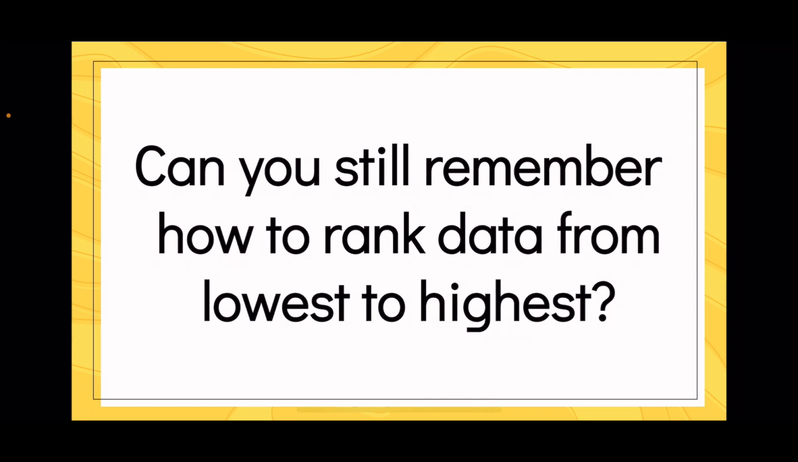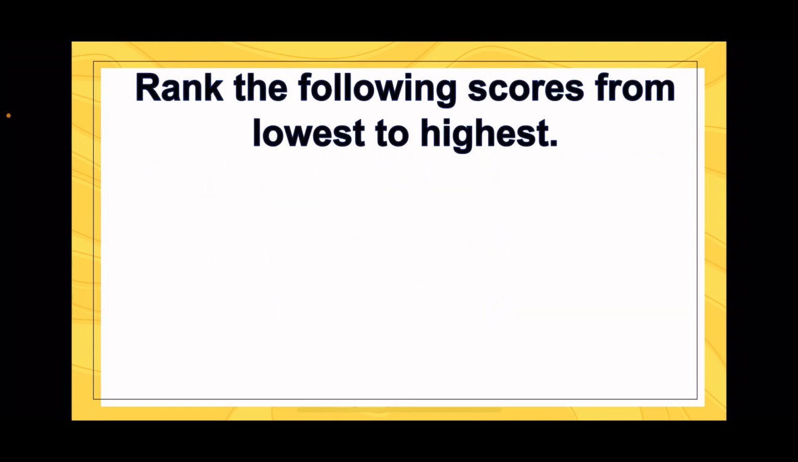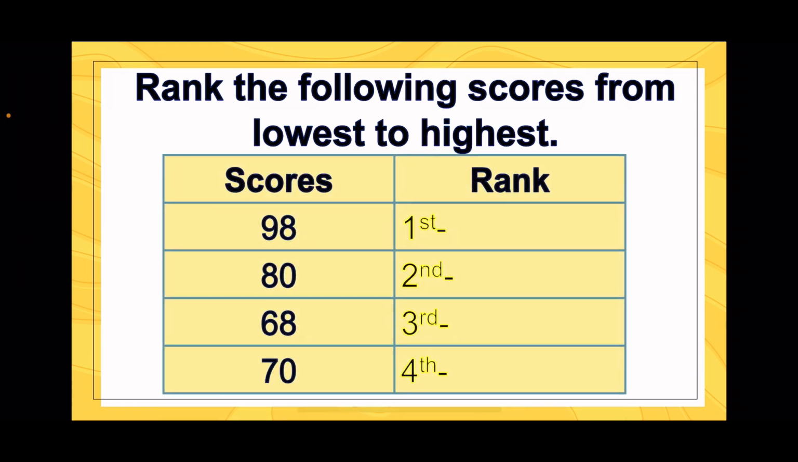Can you still remember how to rank data from lowest to highest? Let's see first how well you do with this data. So I want you to rank the following scores from lowest to highest. You may take a piece of paper and write your answer. So you have there the scores 98, 80, 68, and 70. So what number do you think is the lowest among the given scores? That is right. It's 68.